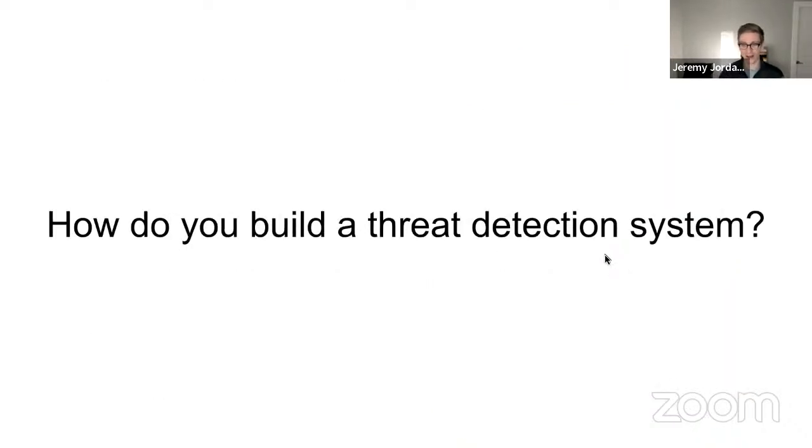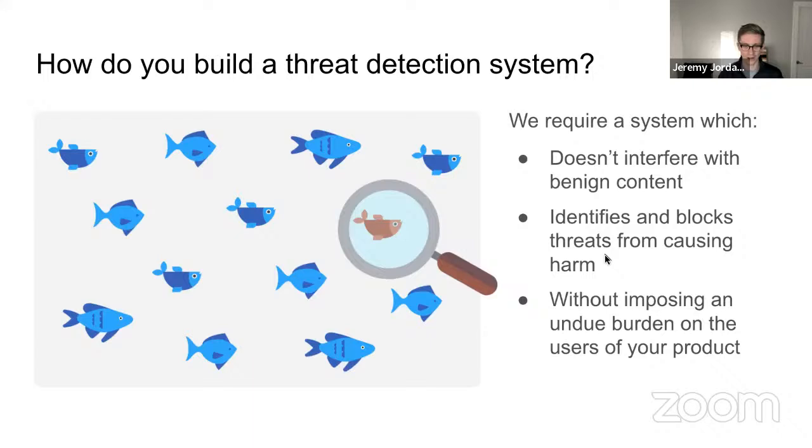Okay, so how do you do that? How do you build a threat detection system? Again, at a high level, there are 3 big requirements when building a threat detection system. We want to make sure that it doesn't interfere with benign content, it identifies and blocks threats from causing harm to users, and it doesn't impose an undue burden on the users of your product.